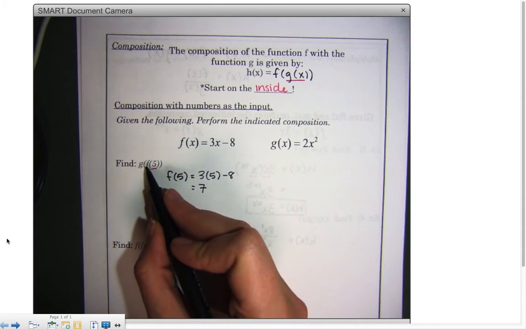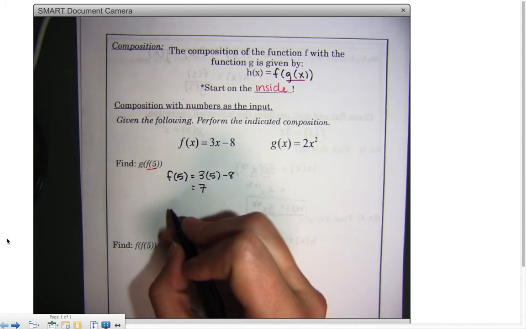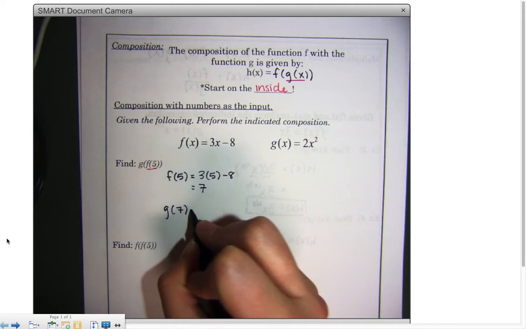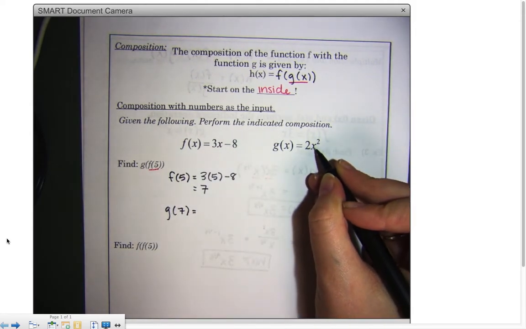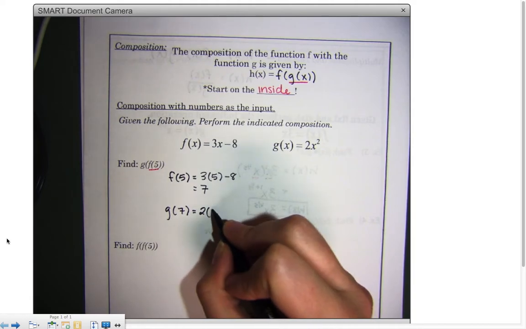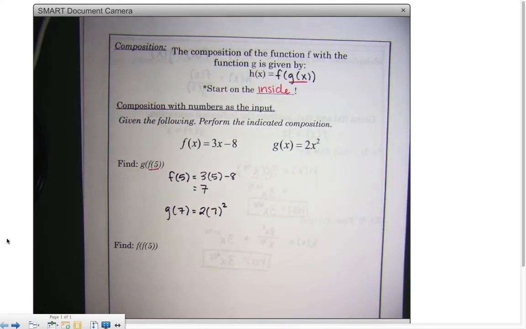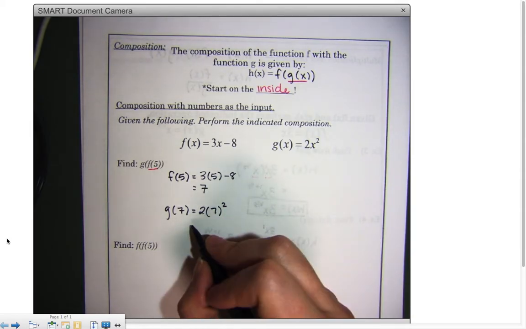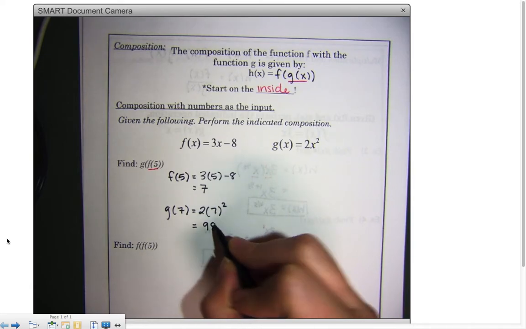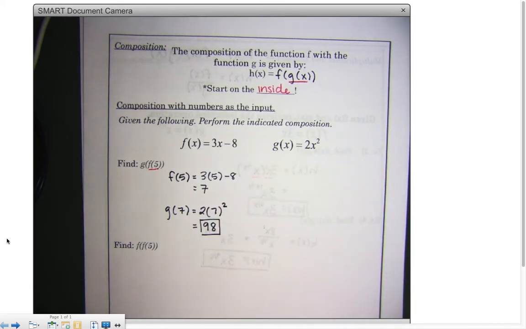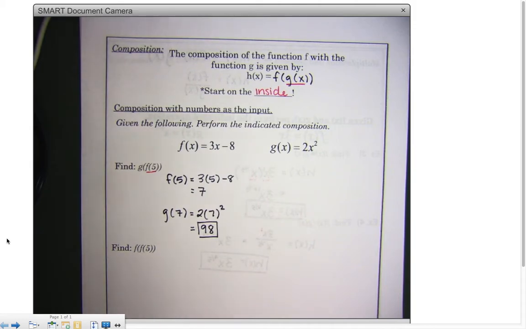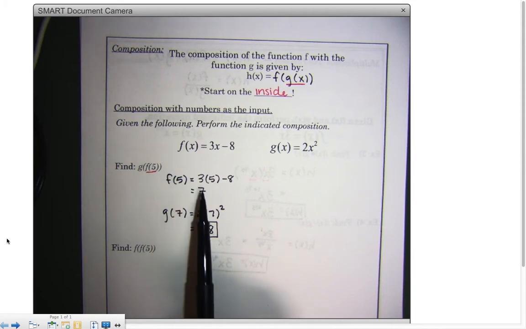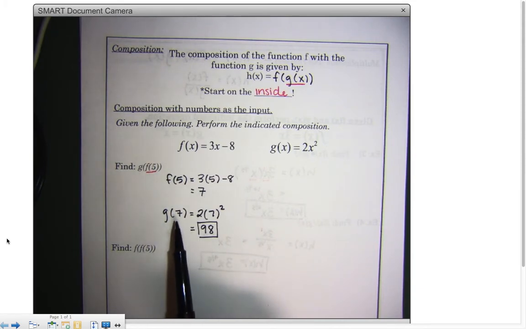Now, if I replace f of 5, now I know that's 7. So I do g of 7. I'm going to replace x with 7. 2 times 7 squared. Order of operations, 7 squared is 49 times 2 is 98. And that is your answer. Start on the inside. I did f of 5 first. I got that input, replaced x with 7 into the g function.